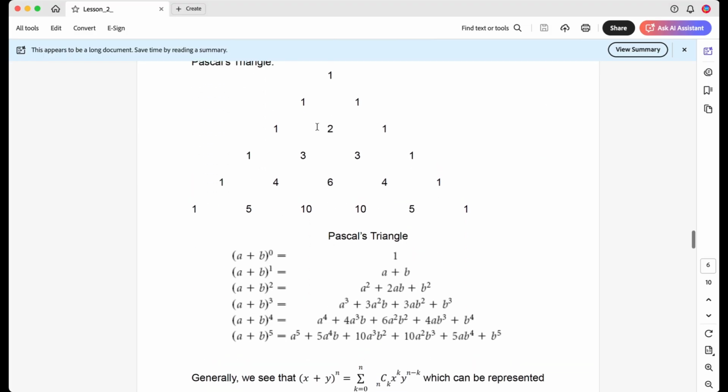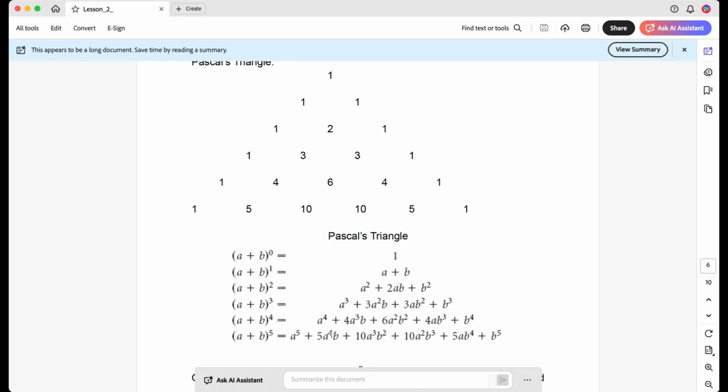So the top row is corresponding to power 0, just a single 1. Then the second row is power 1. We get coefficients of 1 and 1. Third row, we get a squared plus 2ab plus b squared, corresponding to the 1, 2, 1, and so on.